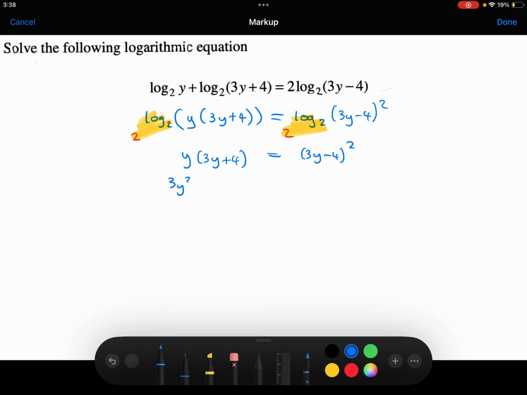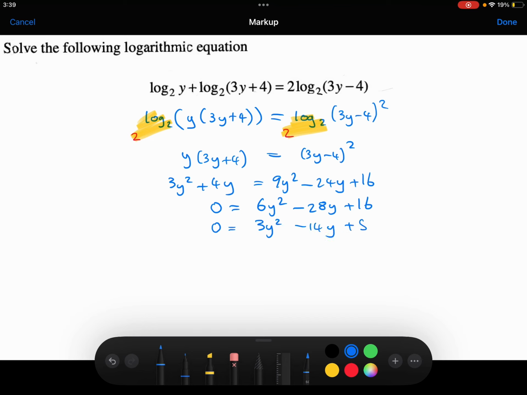Expanding these brackets, and making this equal to 0 by subtracting the 3y squared from both sides and subtracting the 4y from both sides. I can make this quadratic a bit easier to solve by dividing both sides by 2. And I can now factorise this.